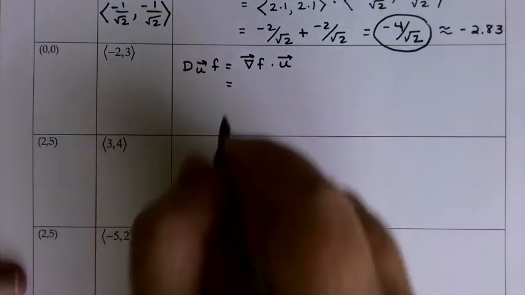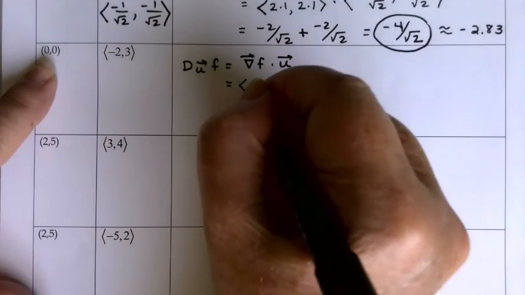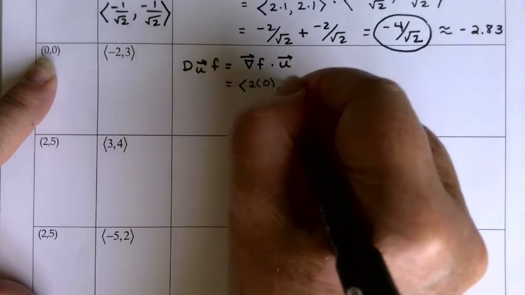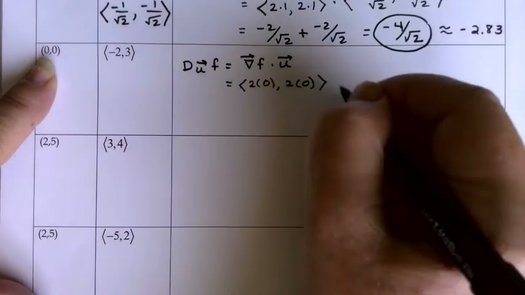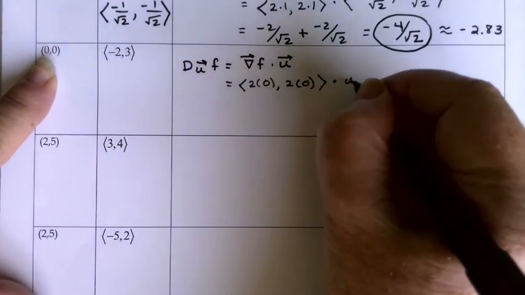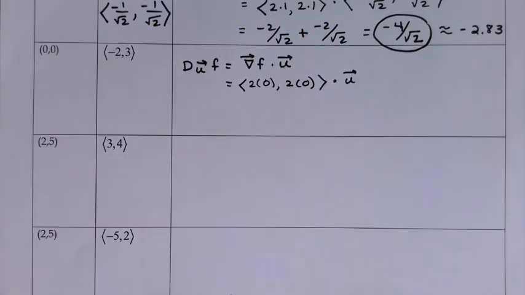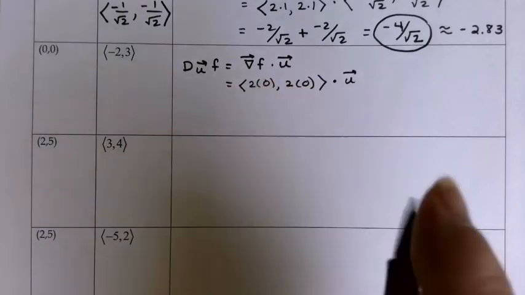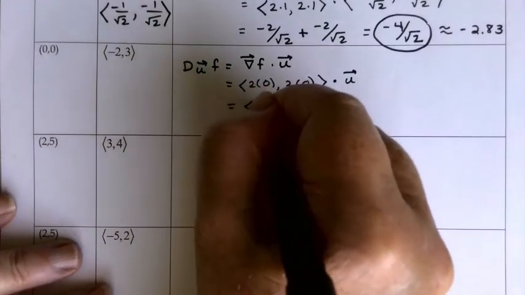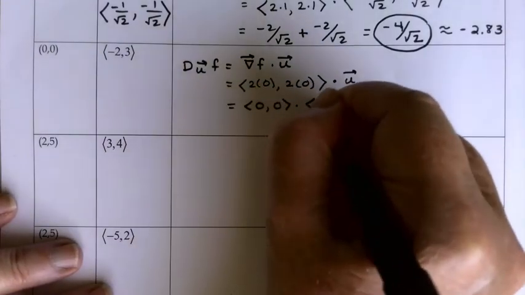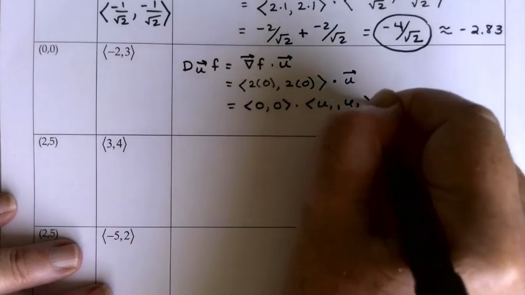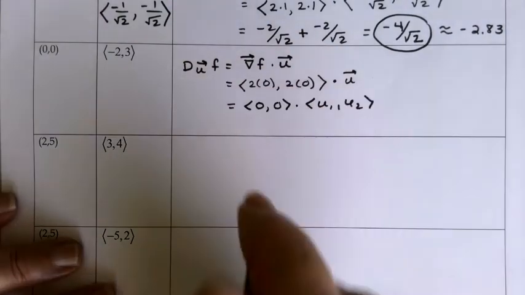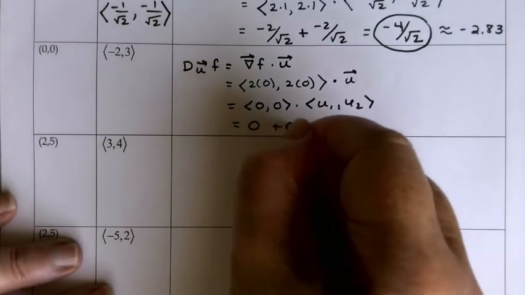Let's see, gradient of f, 2 times 0, 2 times 0, dot u. I'm actually not even going to bother calculating u this time because that's just the 0, 0 vector. And of course, no matter what u1 and u2 are, I'm going to get 0 plus 0, or 0 here.